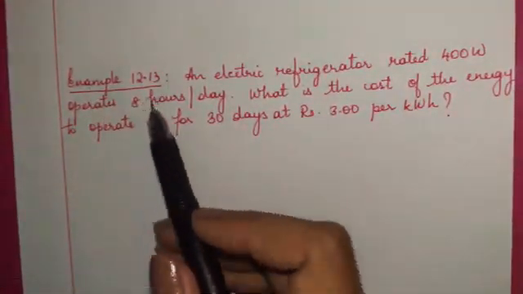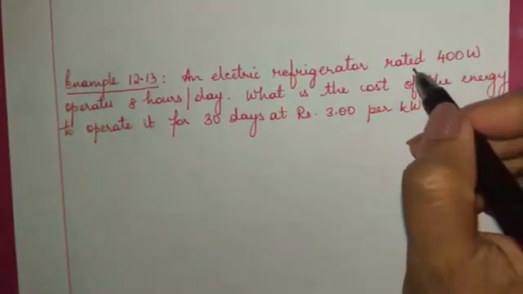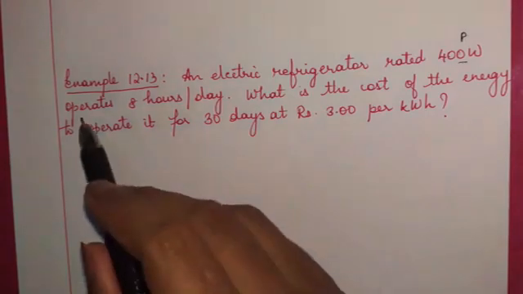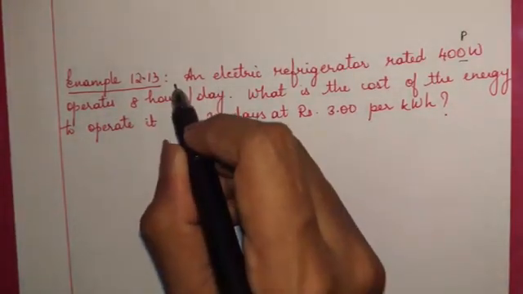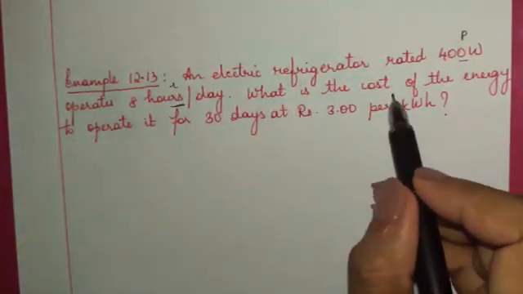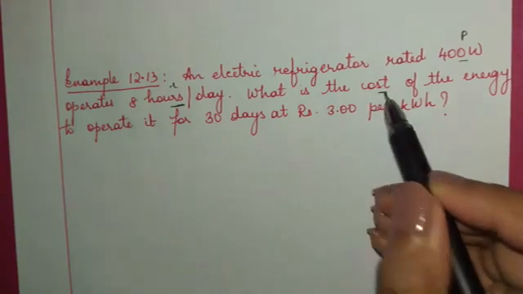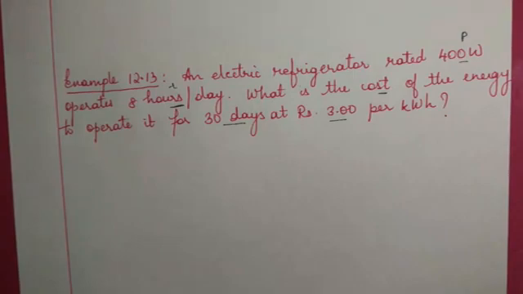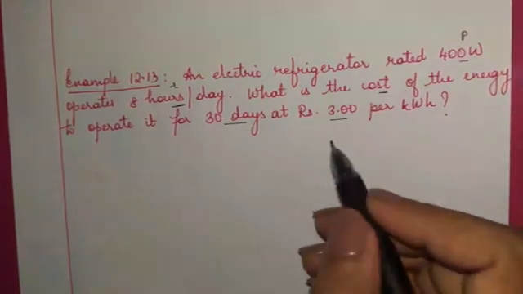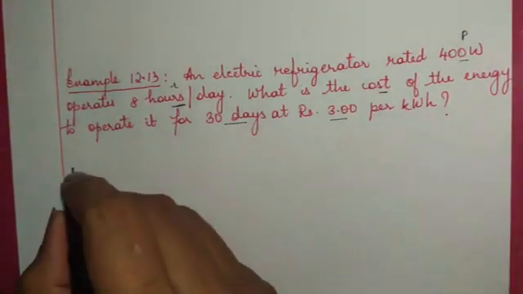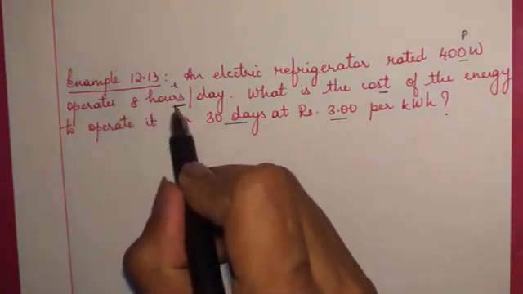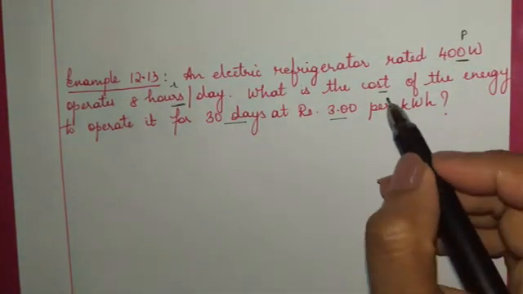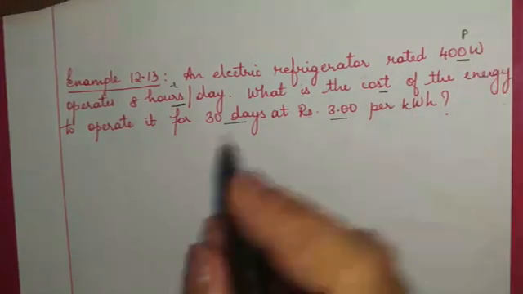Example 12.13. An electric refrigerator rated 400 watts, that means the power is 400 watts, operates 8 hours a day. This is the time. What is the cost of the energy to operate it for 30 days at rupees 3 per kilowatt hour? Now here children, there is no formula. An electric refrigerator in one day or in 8 hours in a day, it is using 400 watts of power. What is the cost to operate it for 30 days?